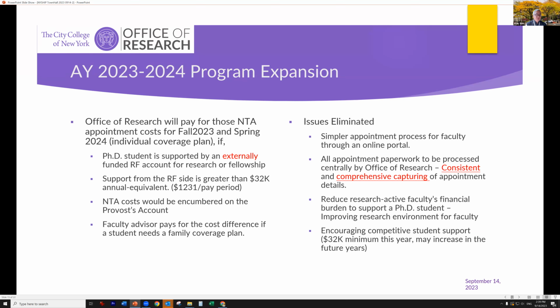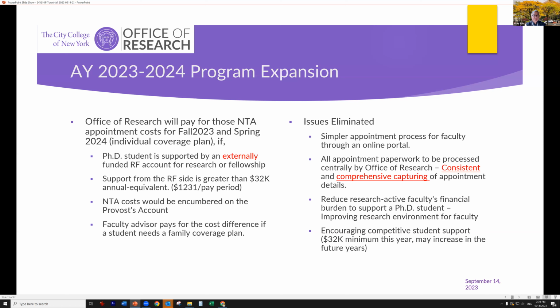If so, then we will pay for that. If not, we still ask the PI to submit it through this portal, but provide us with the PI's own account. In this case, it will fall back to the original process, but we will put the cost on the PI's account because they are not supported externally with funds, or they are not supported as much as 32K.